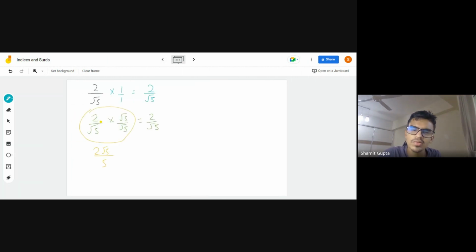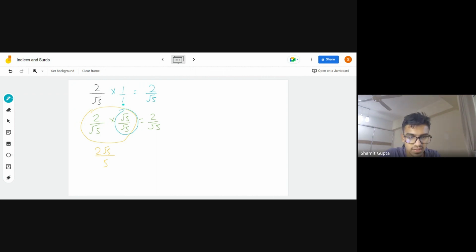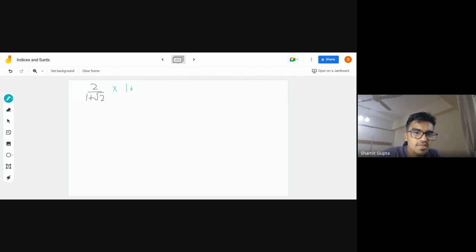You use a similar technique, but you have to be careful of what you choose as your something over something. Like you're choosing surd 5 over surd 5. So you have to be a little bit careful on what you choose. Suppose I choose 1 plus surd 2 over 1 plus surd 2. I will get 2 multiplied by 1 plus surd 2 over, this is 1 plus surd 2 squared.